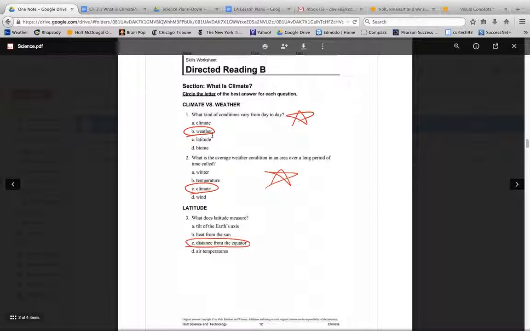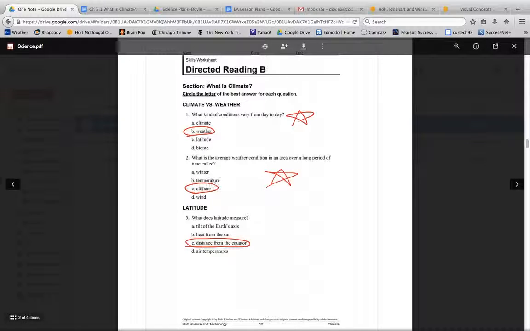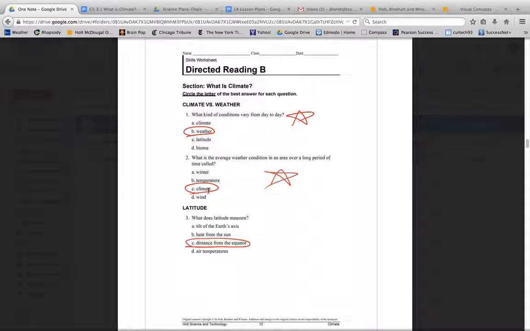One day it could be cold, the other day it could be warm, it could rain one day, it could snow the next. So that's the weather. The climate, though, is the average weather condition in an area over a long period of time. So the climate might be something like cold winters and warm summers, because that's the trend over a long period of time for an area. Or a place like Hawaii has a very warm climate because throughout the year it's very warm. So climate is over a long period of time. Weather is just day to day, hour to hour even.